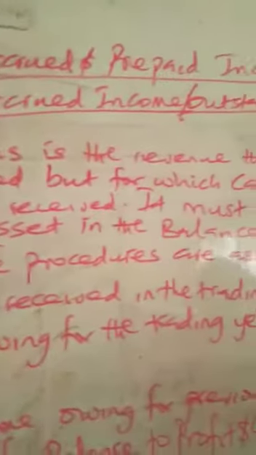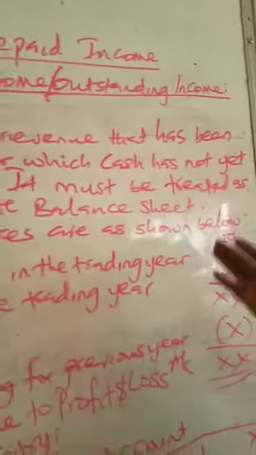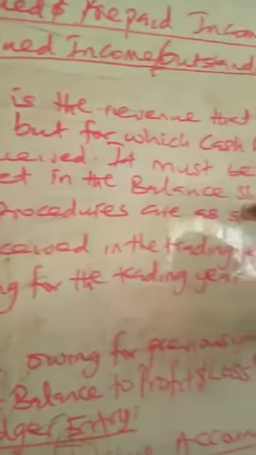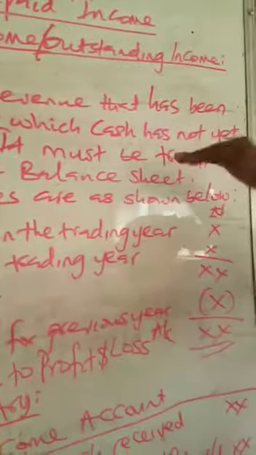Number 7, which is accrued and prepaid income. So what do we mean by accrued income? This is the revenue that has been earned but for which cash has not yet been received. For example, if you are a landlord and your tenants have spent that month in your house but they have not paid for it.